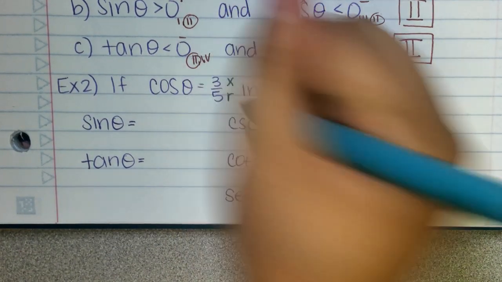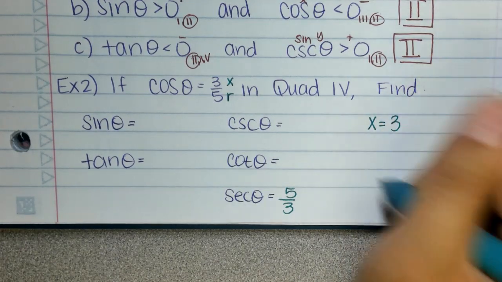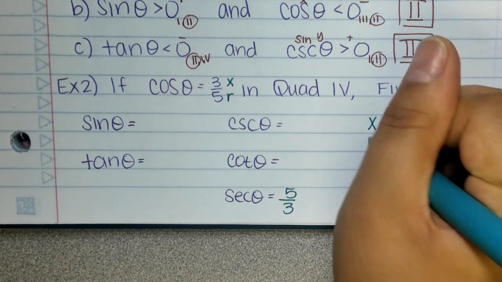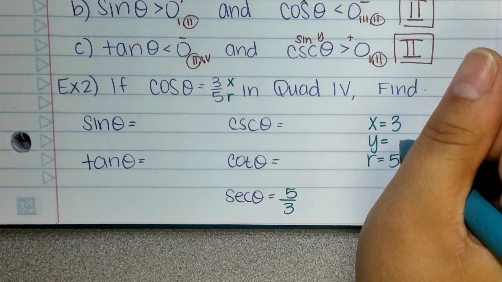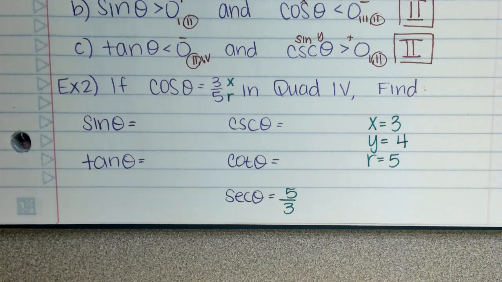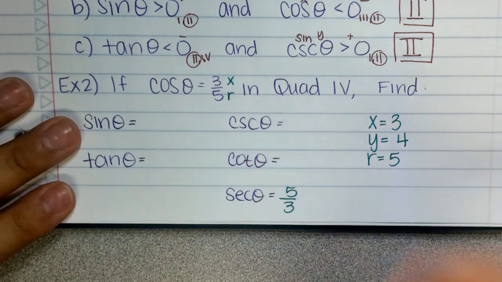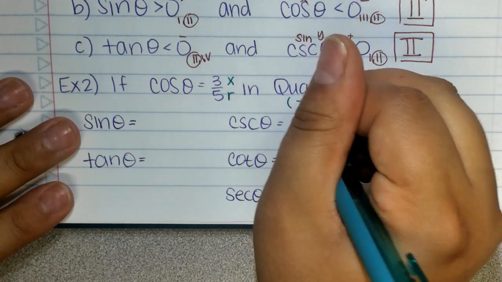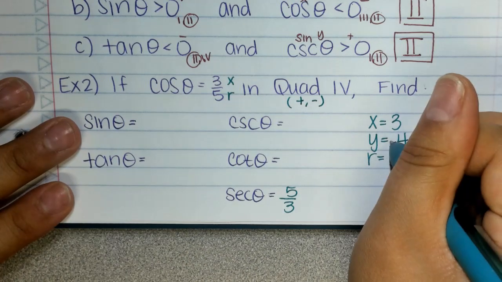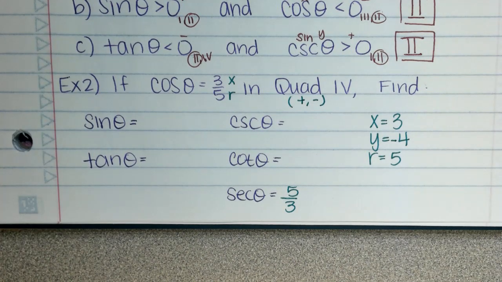Cosine is x over r. So I know x is 3 and r is 5. And you're right. What's my missing number? 4. Actually, you're not right. It's not 4. Why? It's in quadrant 4. What do we know about quadrant 4? My y is negative, so it's negative 4. I know a lot of teachers give you extra information just to confuse you. I promise there's a purpose for mine.